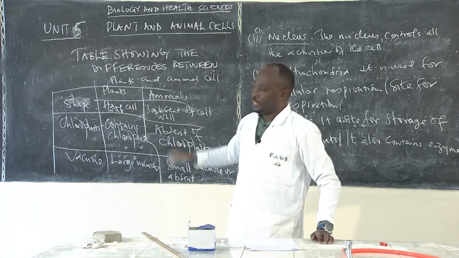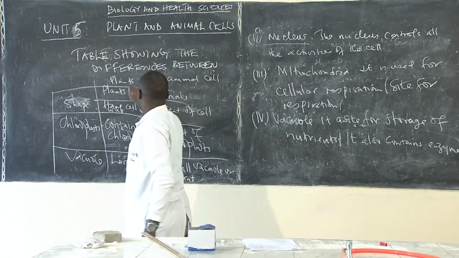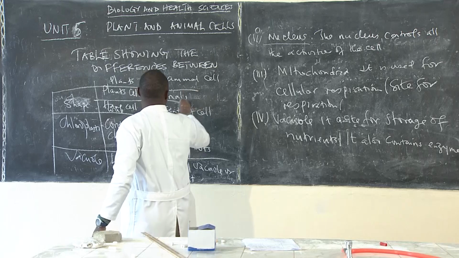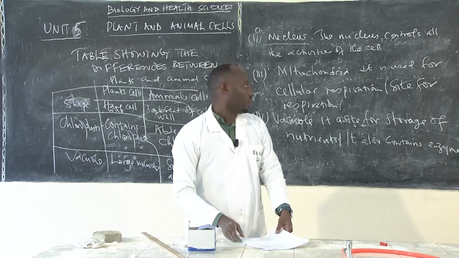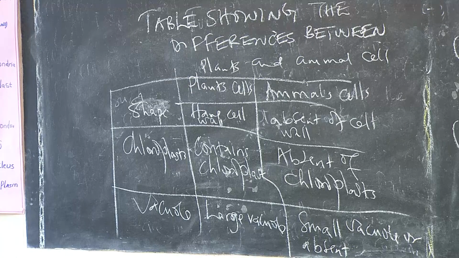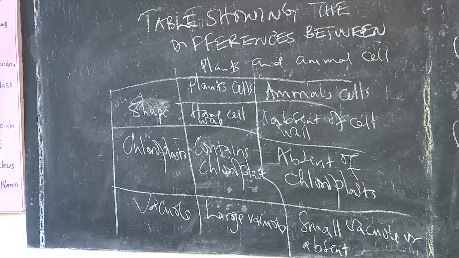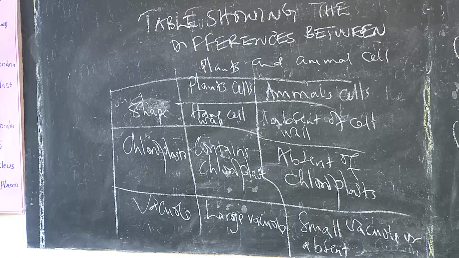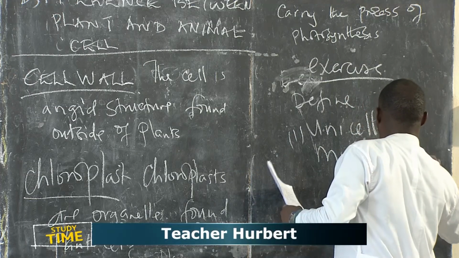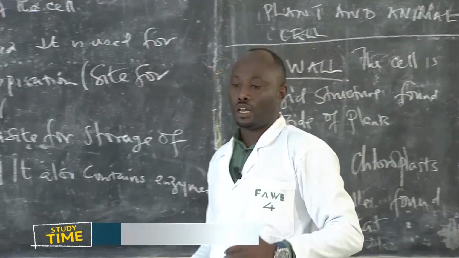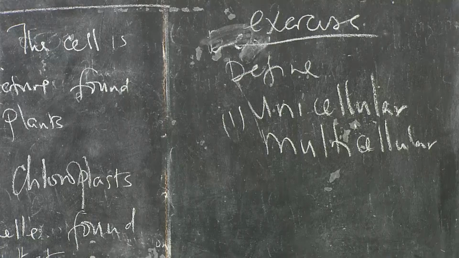So students, I think we should also look for more definitions. Look for more differences between plant cells and animal cells. I think we can give you a small exercise: define unicellular, Roman 1, and then multicellular. So go to page 51 where there are more exercises, and work on it. We are going to discuss it the next time.